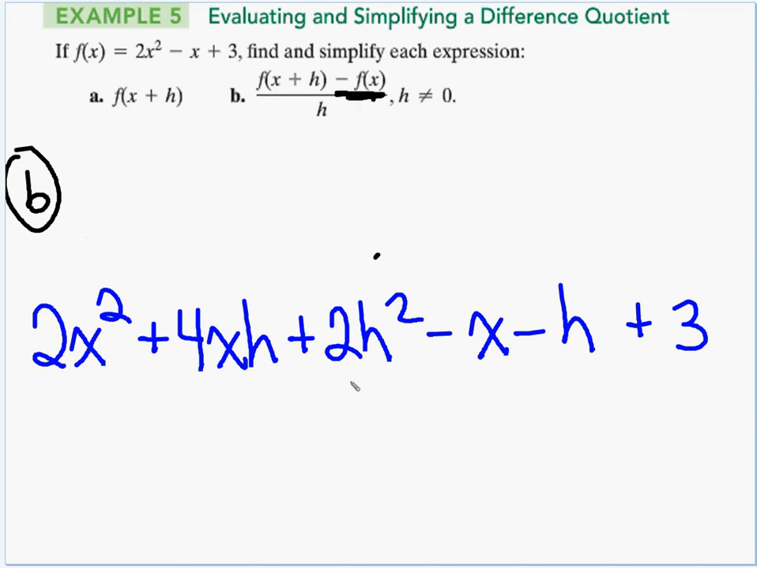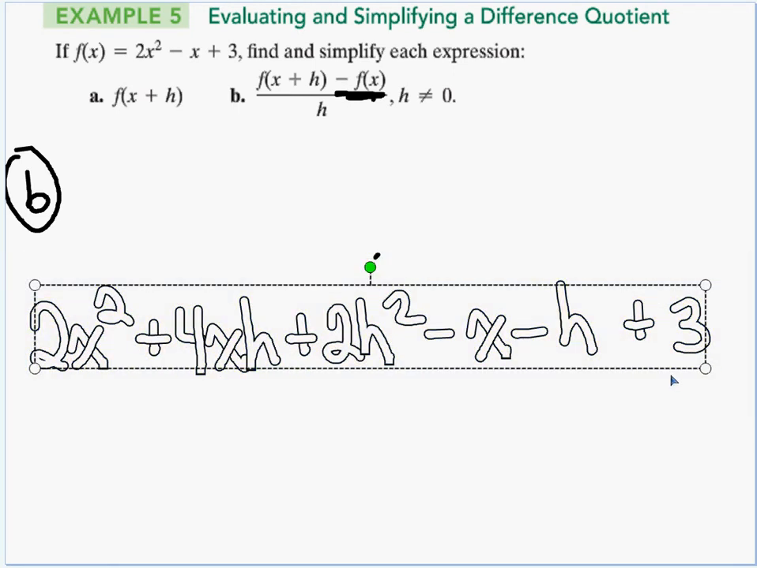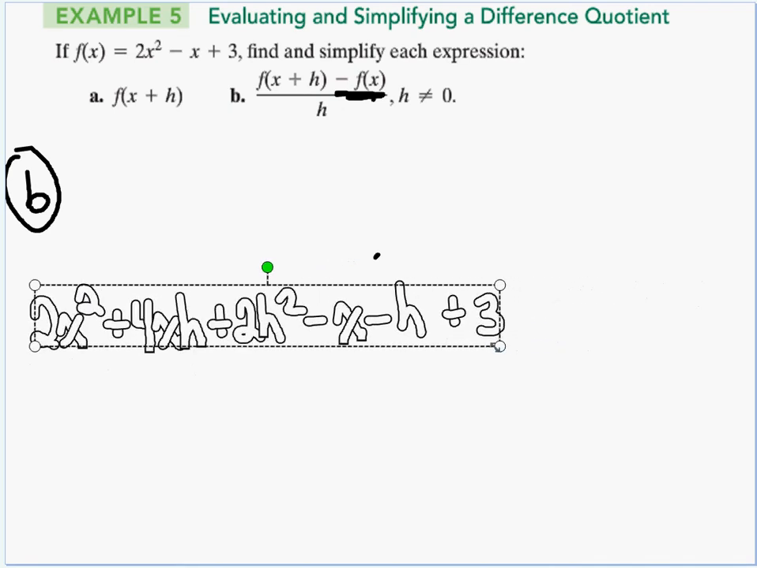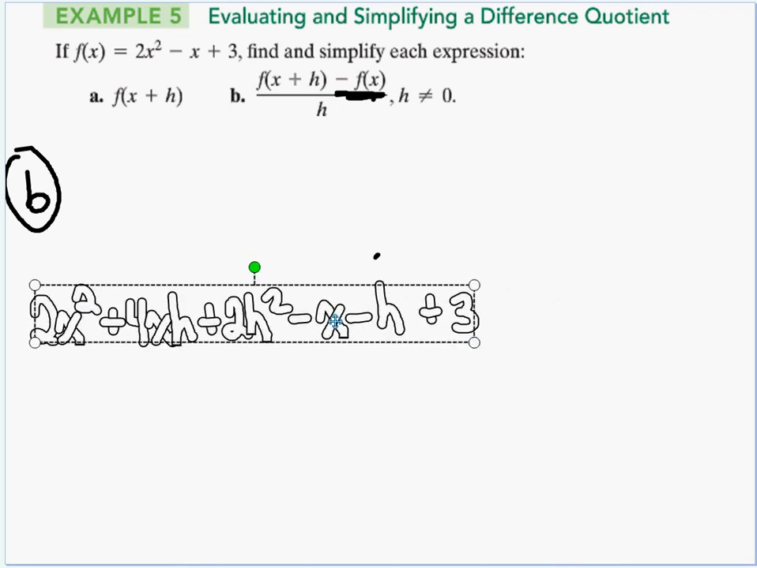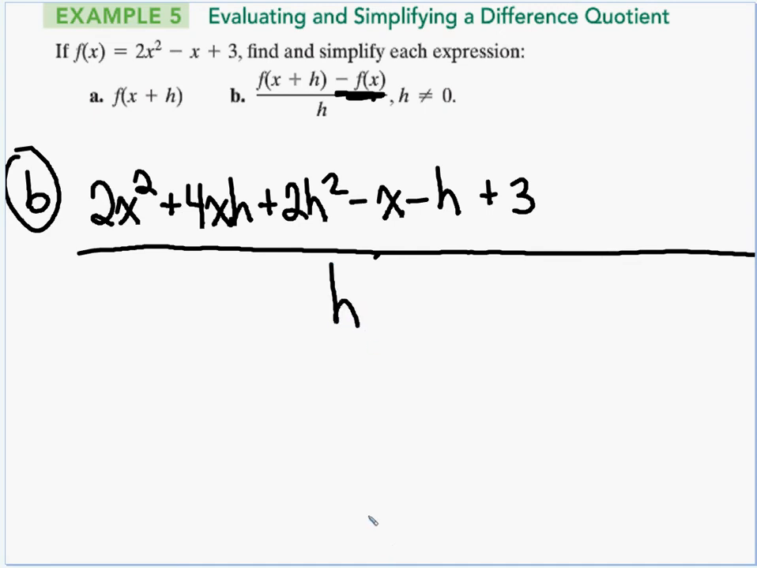So I'm just going to take this stuff here in blue. Ooh, well, actually, I can just do this. I'm going to change it to a different color, and I can shrink it up just enough. There we go. So we're on part B. Here's the dividing line. Let's put our denominator h down there. And we've found this is our f of x plus h.